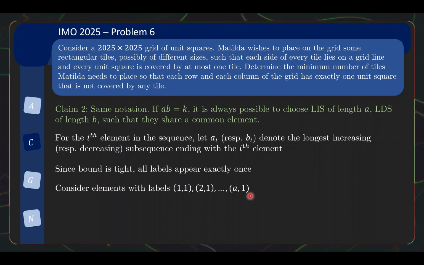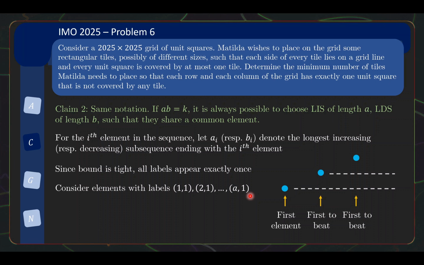Well, we do have quite a lot to cover in this proof, and this is relatively straightforward, so I'll leave you to check this as an exercise. And the hint is basically looking at this diagram over here. And similarly, we can consider elements with the labels (1,1), (1,2) until (1,B), and this will give you an LDS of length B. And obviously, (1,1) is the common element that is shared. Okay, so I've shown that it's always possible to do this, and that is what we need for claim 2.